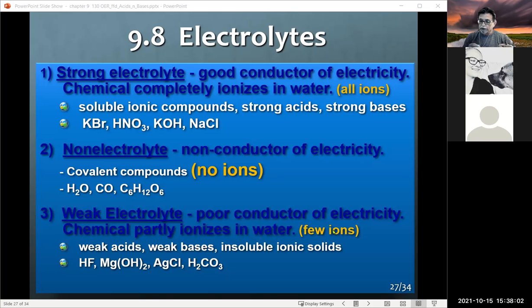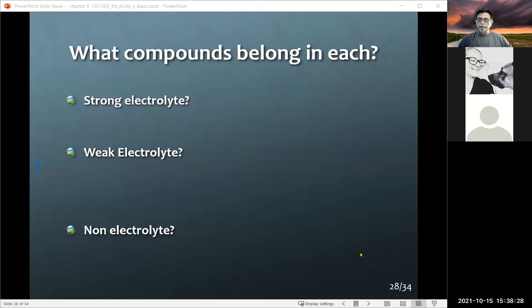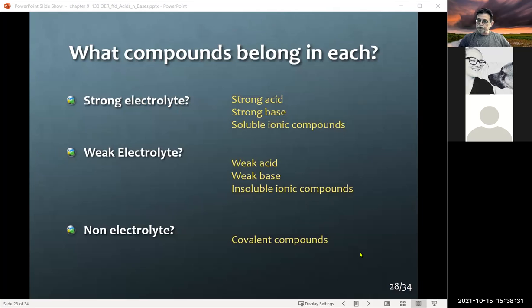Weak electrolytes are poor conductors of electricity. They will conduct electricity, but that's not a lot because there's not so many ions in solution. So all your weak acids, all your weak bases, and anything that's been defined as insoluble as far as an ionic compound, those guys are weak electrolytes. So there's some examples there. HF was a weak acid, magnesium hydroxide, etc. Okay, so this summarizes strong electrolyte, weak electrolyte versus non-electrolyte.